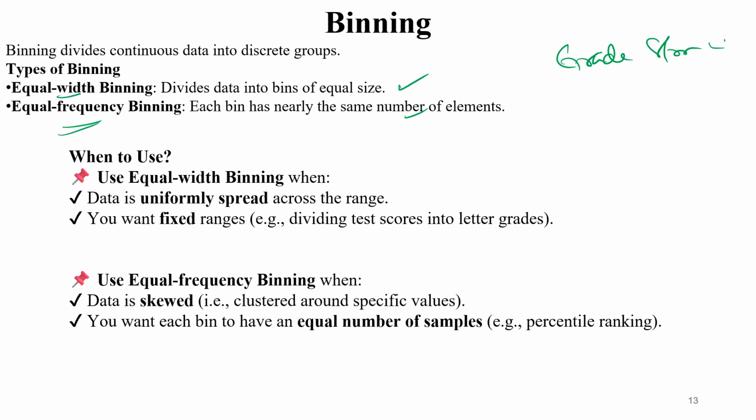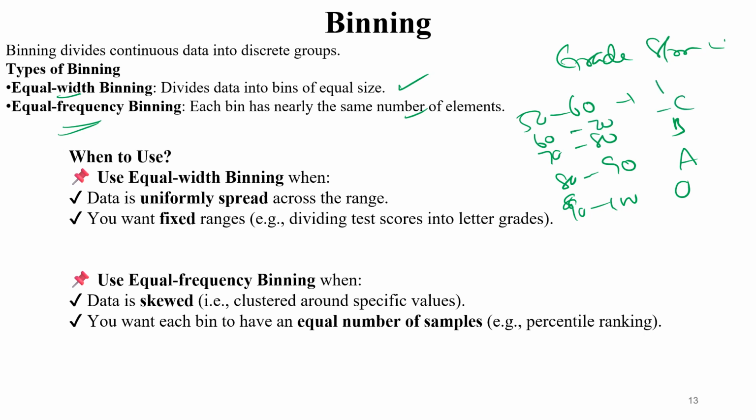So they say that 90 to 100 means O grade. 80 to 90 means A grade. 70 to 80 means B grade. 60 to 70 means C grade. This is D grade. Likewise, they give the grade system. See the width. The width is equal only. If the width is equal and you're categorizing it, then that is called equal width binning.